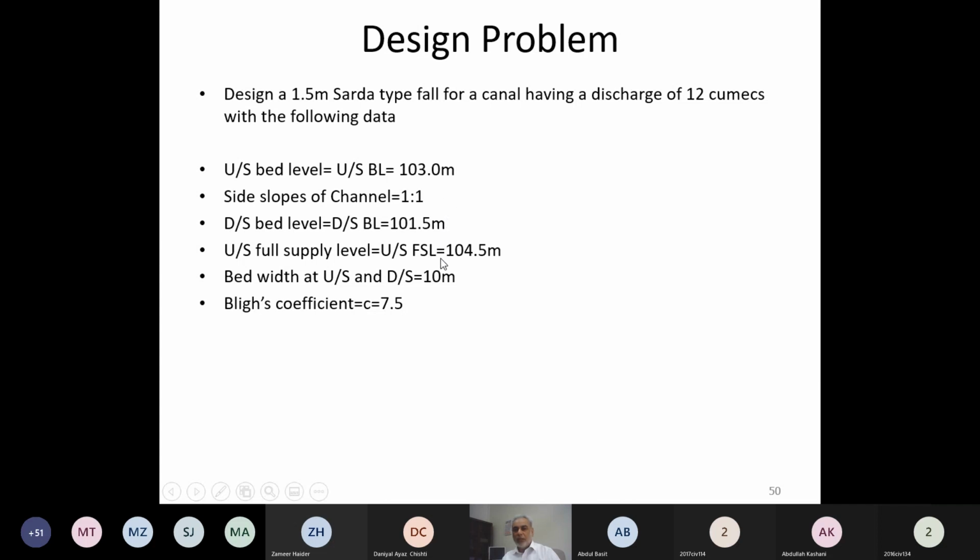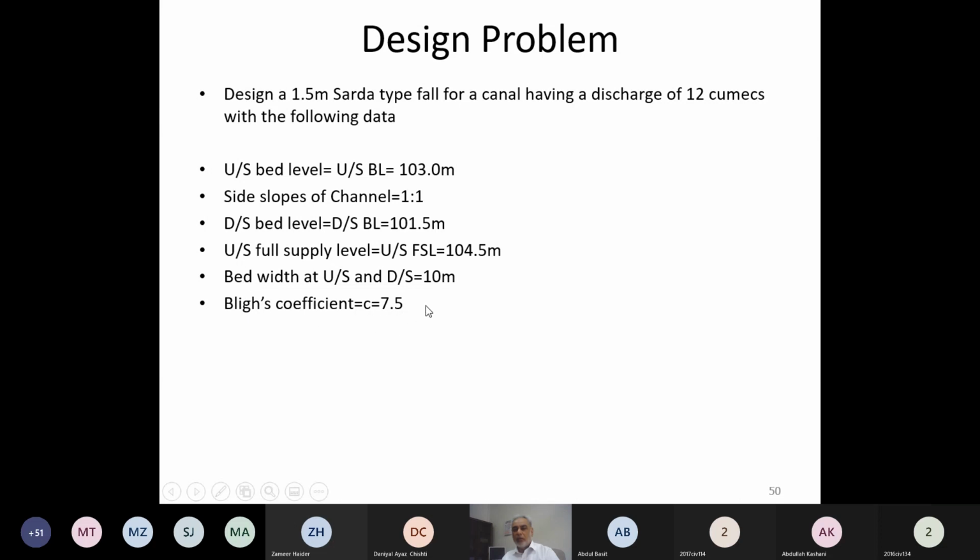Or we only give the full supply level upstream and full supply level downstream. So the difference of that will also tell you the fall height. So design a fall with a height of 1.5 meter and 12 cumecs discharge. The rest is the side slope of the channel. There is a trapezoidal channel available with a side slope of 1 to 1. And bed width is given for that channel as 10 meter.